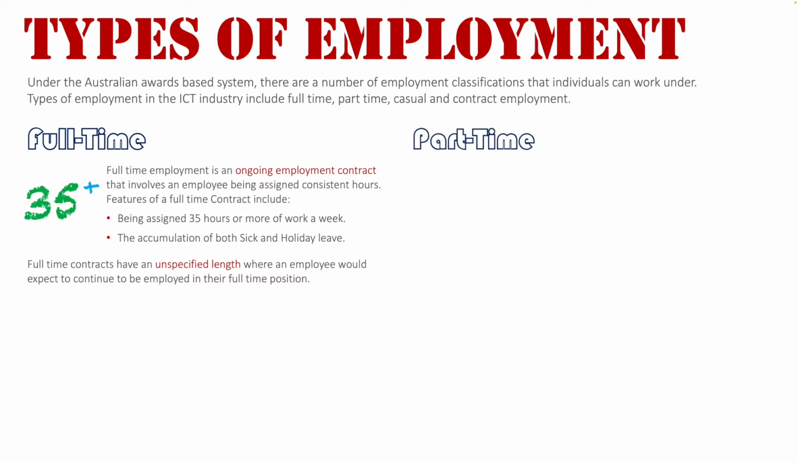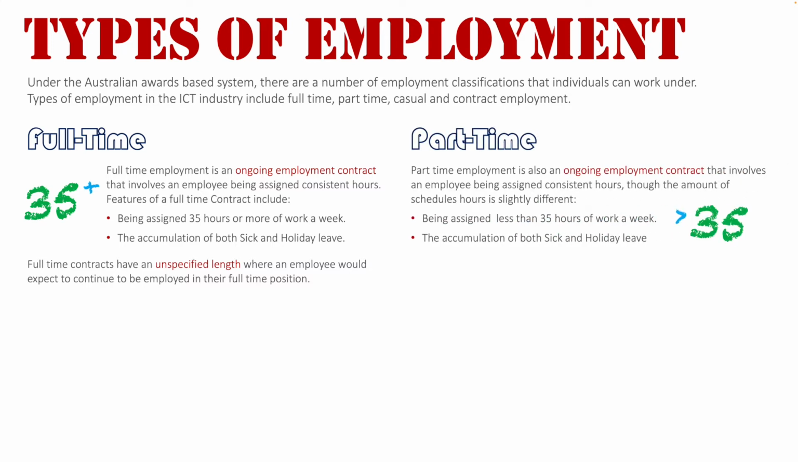Next, we have part-time employment. Now, part-time employment is also an ongoing employment contract that involves an employee being assigned consistent hours, though the amount of hours in this schedule is slightly different. This time it's less than 35 hours a week. This means that instead of working 5 days a week, they might work 3 days a week, or they might still work 5 days a week, but less than 7 hours a day.